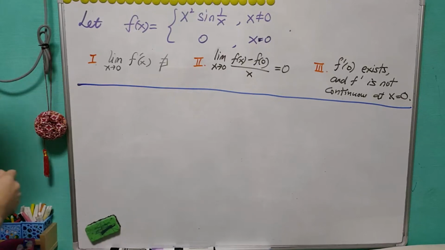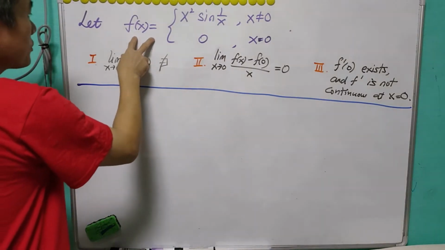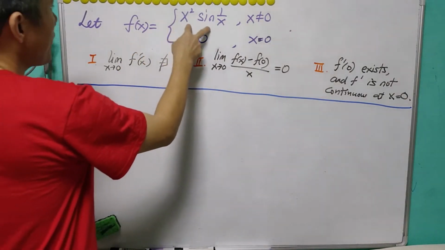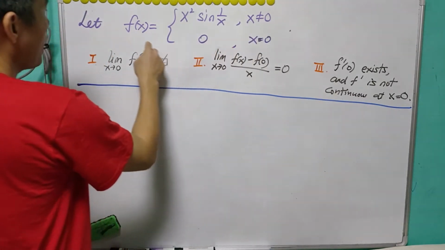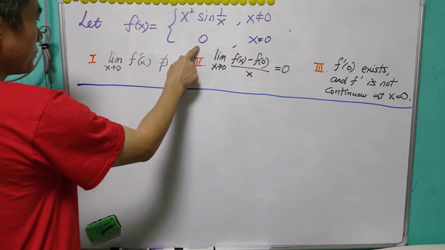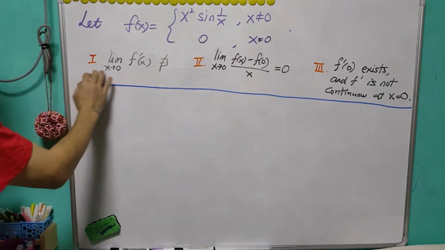For today's question, we are going to consider a piecewise function f(x) defined as x squared sine 1 over x when x is not equal to 0, and f(0) is equal to 0. There are three statements right here.